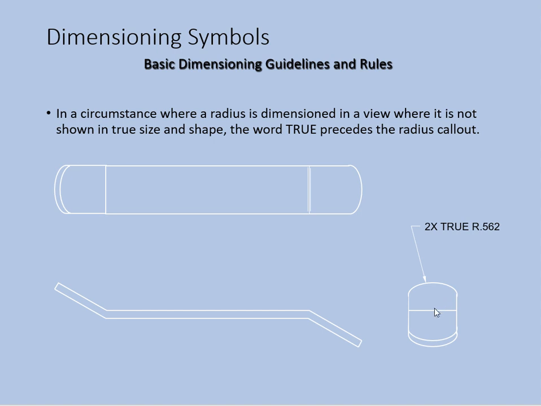Meaning like, look at this. This isn't a true size and shape, right? This is. So therefore, when you have this, you have to write it through so that you understand that's not the true size, okay? Something else is a true size. That's what it said.